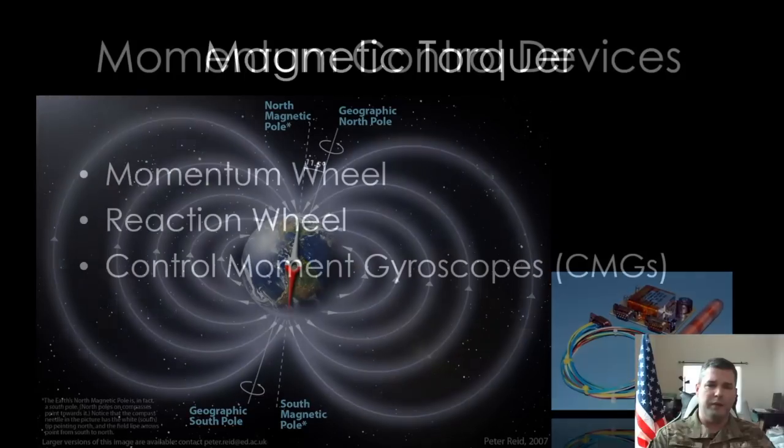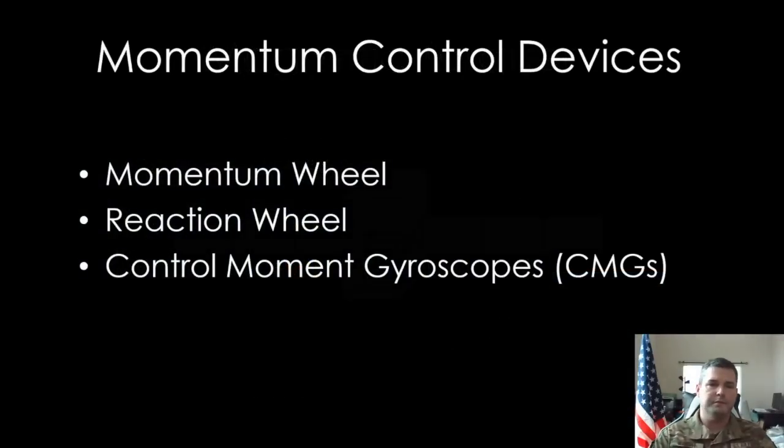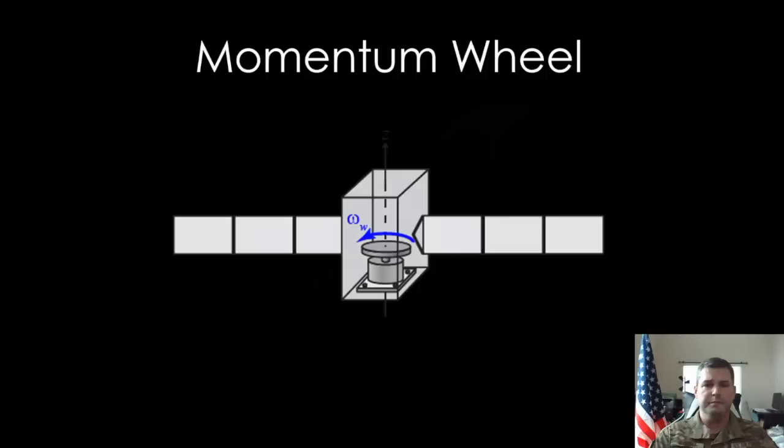The next, we're actually going to go into momentum exchange devices and whatnot. So the first is the momentum wheel. Basically, it can absorb the angular momentum induced by disturbance torques and help your satellite stay positioned where it's at. It can also be used to spin up and spin stabilize the spacecraft without necessarily spinning the spacecraft.